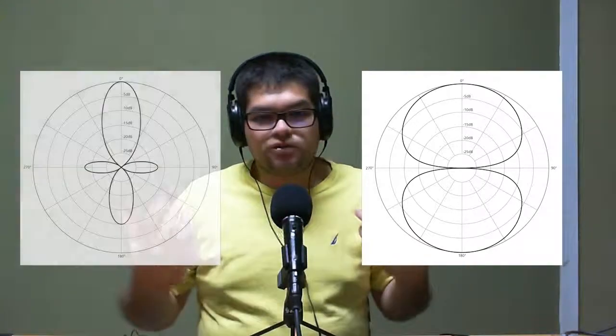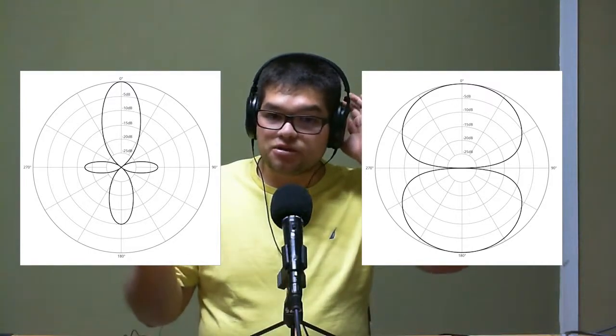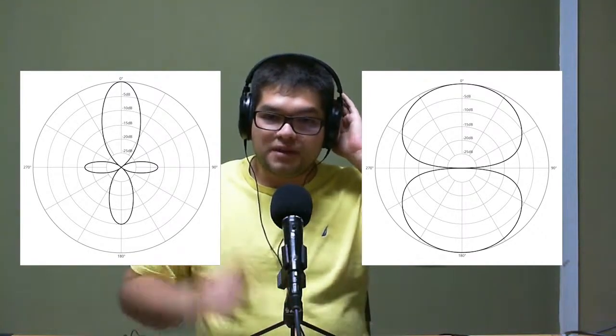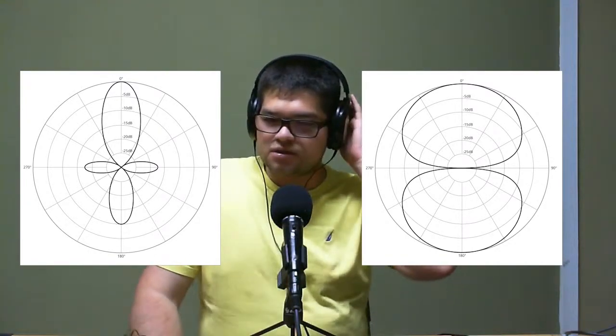There are other types. There's also figure 8 or bidirectional, which means it catches sound from the front and the back of the microphone, and also the shotgun or unidirectional microphone. It only picks up in certain specific directions. So these are the polar patterns we have.